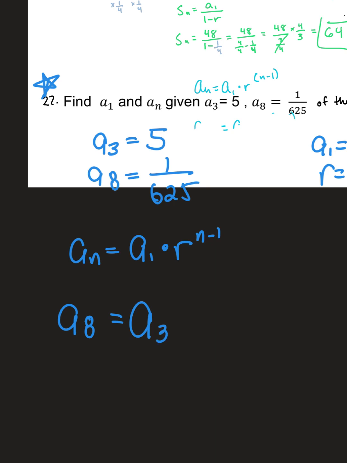So I have then the 3rd term. What is my exponent? How far is it from 8 to 3? 5. It's 5 spaces. Your exponent is the amount of spaces away. The reason you put the term further away from 1 on the outside is because you'll keep your exponent positive.